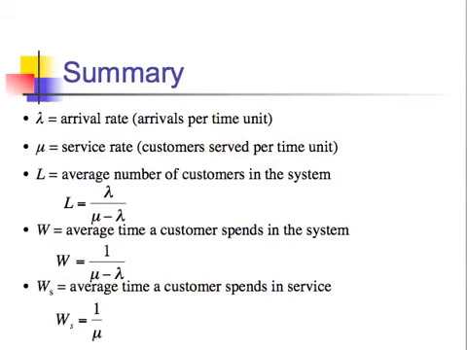So in summary then, this is all the important stuff that you need to know. Your arrival rate, your service rate, average number of customers in the system, average time a customer spends in the system, that's W, and then average time a customer spends in service is 1 over mu. So here you have your final summary of all the important units you will need. Make sure you write these down and have them somewhere that you can use when you end up doing your project.